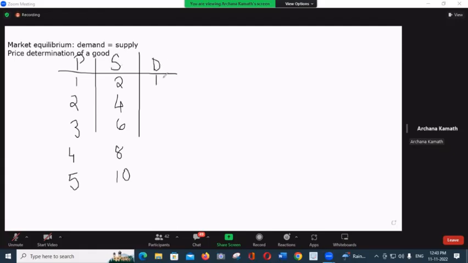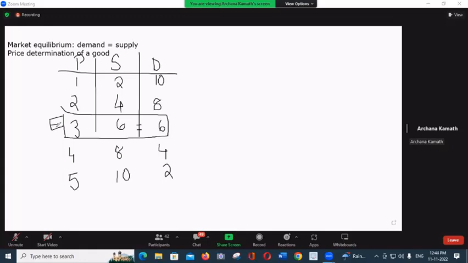So when price is lower, your demand will be very high. And as and when the price increases, demand falls. So you can see here at this point, at rupees 3, equilibrium is attained. This is known as market equilibrium, and this is the equilibrium price. Rupees 3 is the equilibrium price, and 6 units are being sold. With 6 units being sold, demand is equal to supply. This is known as the market equilibrium quantity.